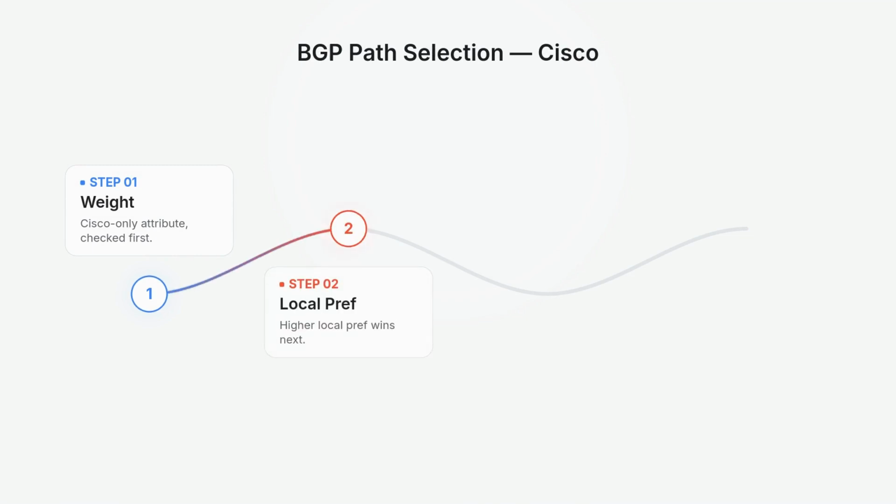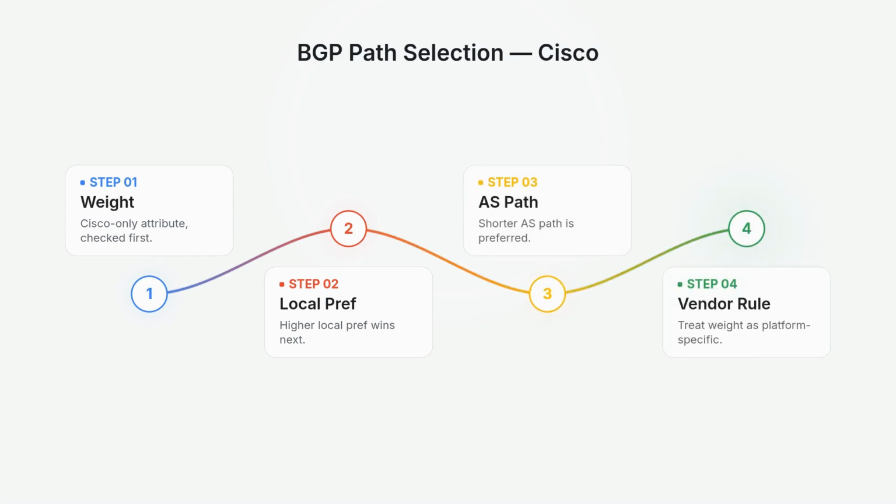Many certification tracks teach the sequence starting with weight. On Cisco platforms, higher weight wins, but because it is vendor specific, treat it as a platform rule rather than a universal law of BGP. Next comes local preference in the classic model. Higher local preference is preferred, and this is one of the main tools an AS uses to choose its own outbound exit point.